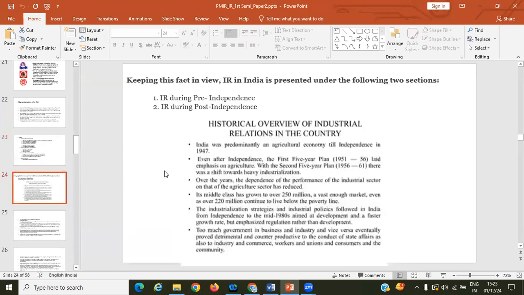And another slide we have is the trend, pre-independence, post-independence. We'll continue this discussion. What is the trend of trade unions? How was it when it started? What was the situation before independence? After independence, that trend we'll understand.